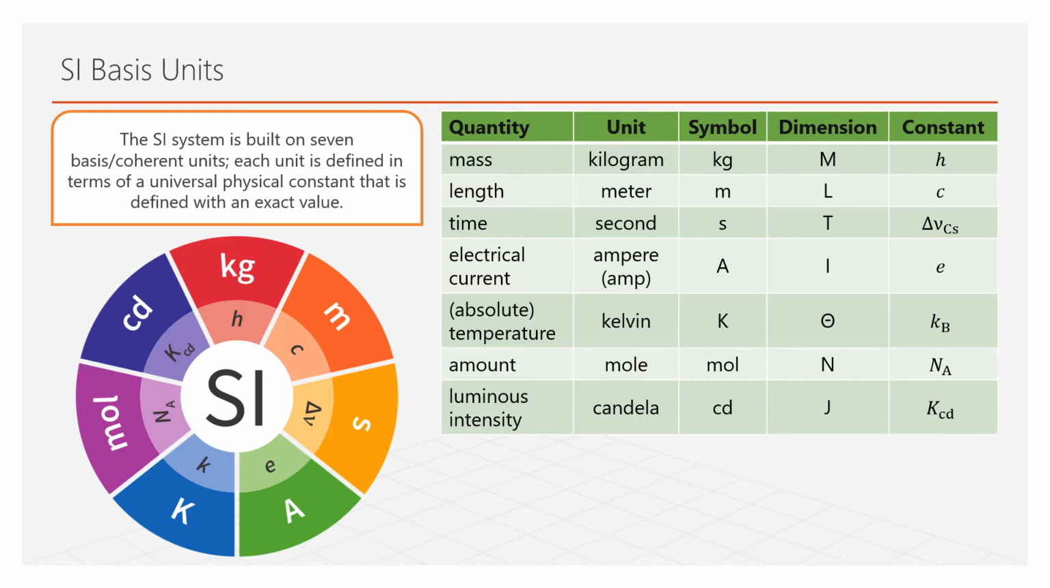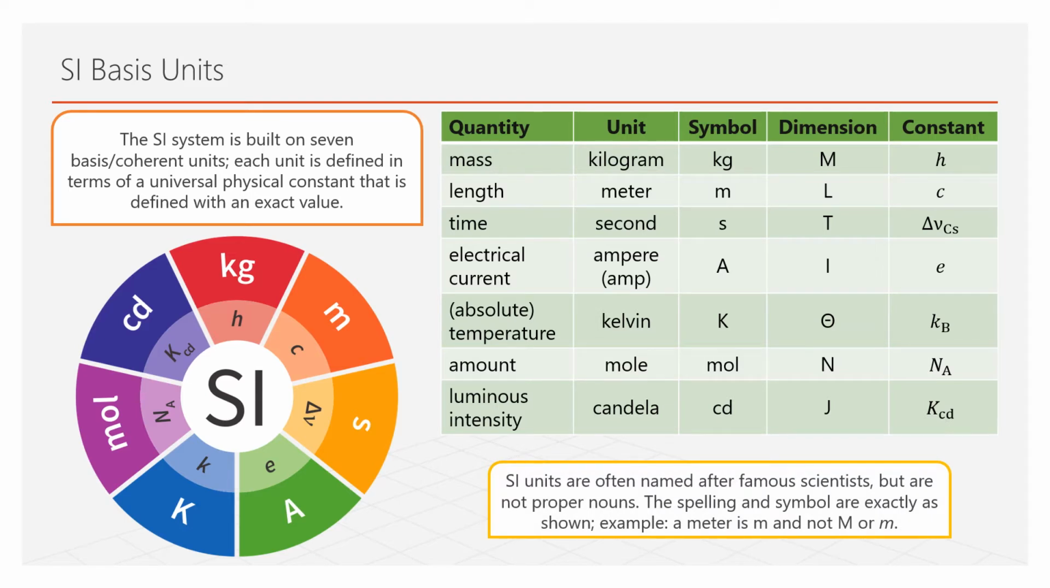The ampere, or amp for short, is the SI unit of electrical current, and it is defined in terms of the electron charge. Temperature has an SI unit called the Kelvin, and it is defined in terms of Boltzmann's constant, which is a parameter that converts temperature into thermal energy. The amount of substance is called the mole, and is defined in terms of Avogadro's number, which is the number of carbon-12 atoms needed to make 12 grams of carbon. The SI unit of luminous intensity is called a candela, and it is defined in terms of the intensity of a green light.